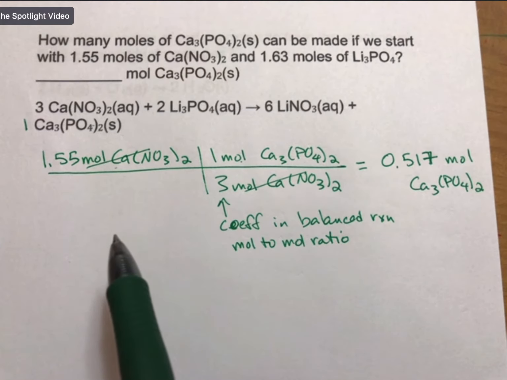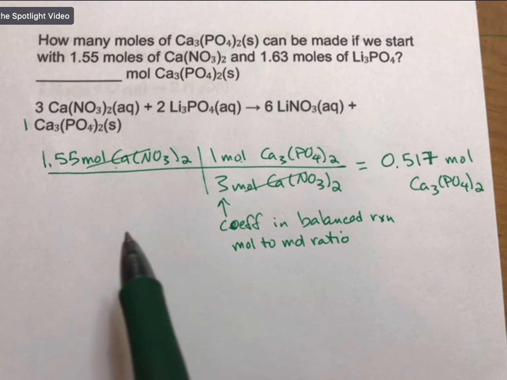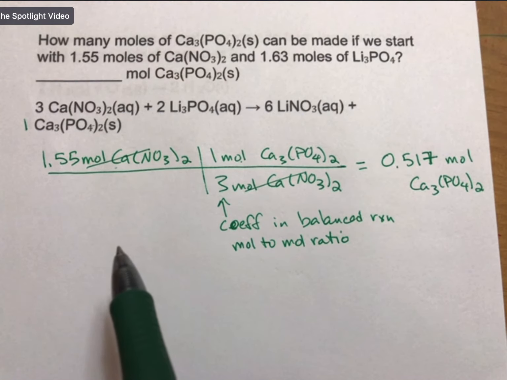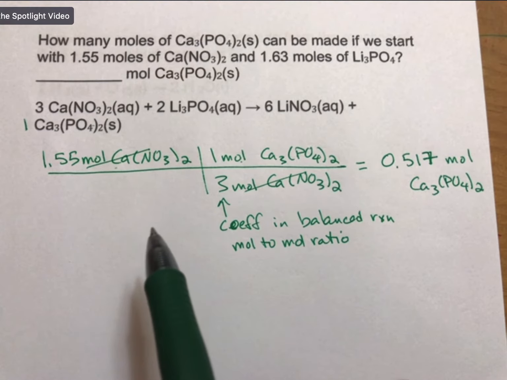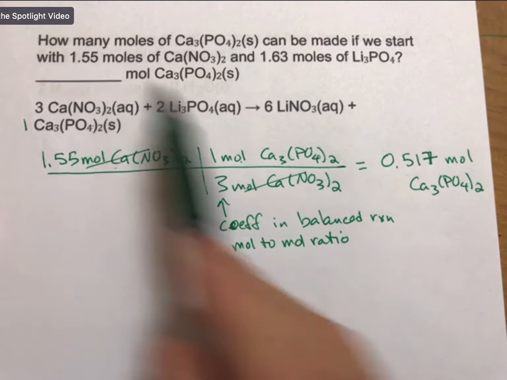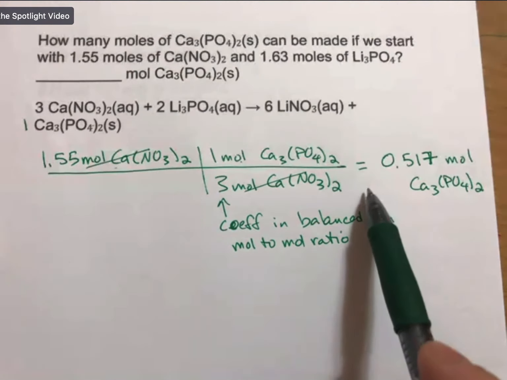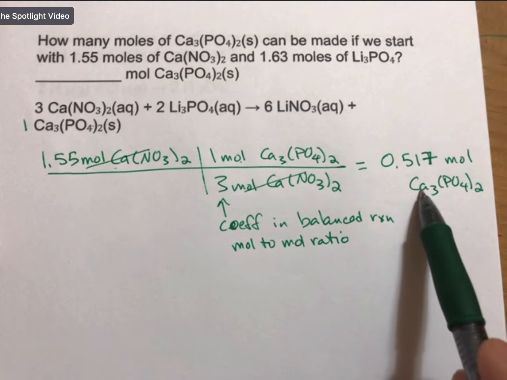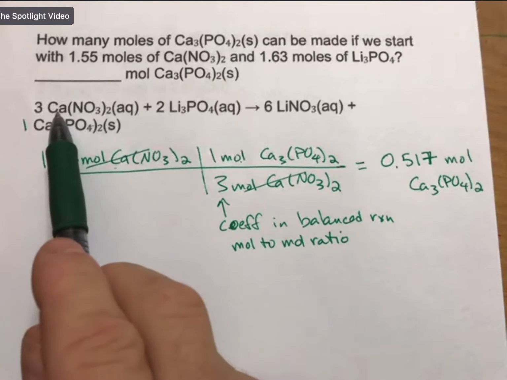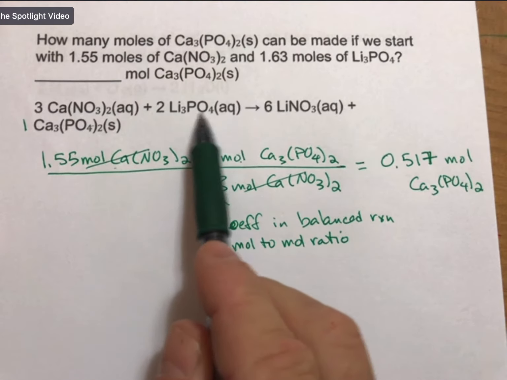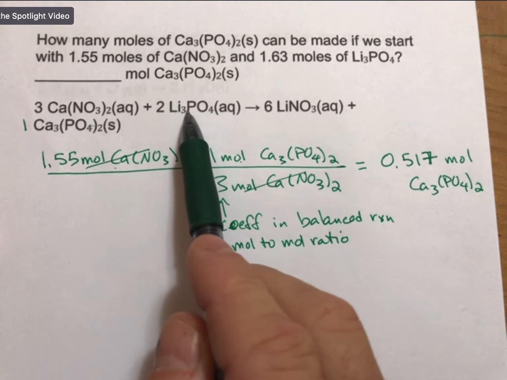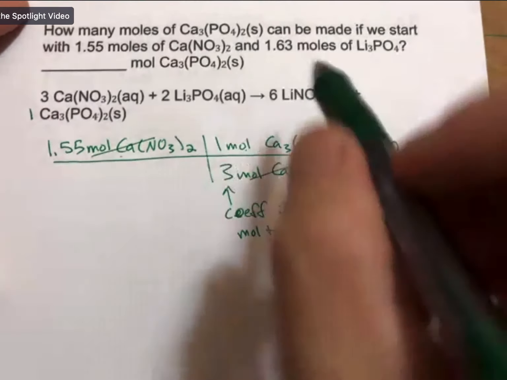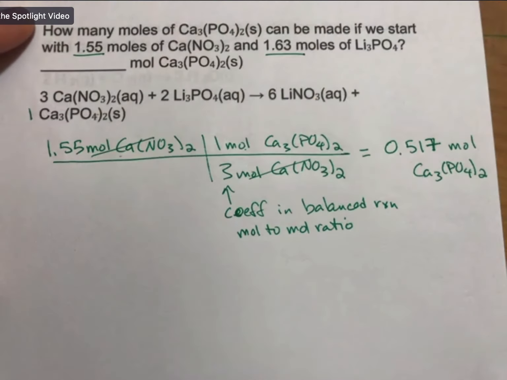Well, okay, so I'm going to do it. It's not going to affect our answer, but let me explain why, because that's an important part of this. This will turn out to be my answer, but you can see that the calcium in my calcium phosphate comes from my calcium nitrate, but the phosphate, the PO4 3 minus, comes from my lithium phosphate. So I've got to think about this as well. I already worked the 1.55. Now let me work with the 1.63.